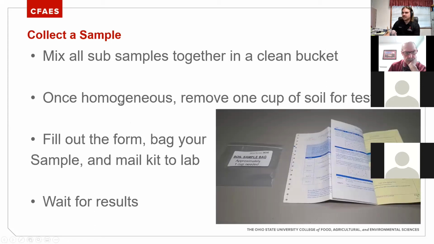All righty. So moving right along, once you get your 15 to 20 samples, you put them in your clean bucket and mix all those together. Once mixed thoroughly, you can take 1 cup. Depending on your soil test, you might need more than that, but as you can see by that picture, ours requires approximately 1 cup of soil, and you can put it in that bag. We don't want you to put that in the oven or microwave or dry it out anyway. It'll get dried out at the testing facility.